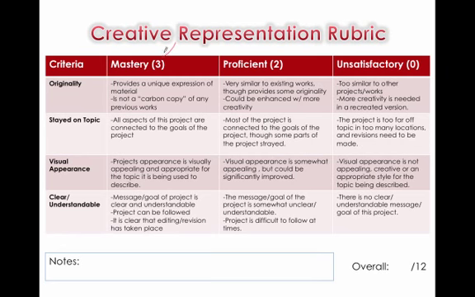So earning 3 points would be our mastery grade. That's our best grade. You can also pass with a proficient grade of 2. Or if you are unsatisfactory in any of these categories, you will receive a 0 and be required to redo any of those different sections. Now, let's talk about originality here for a few minutes.